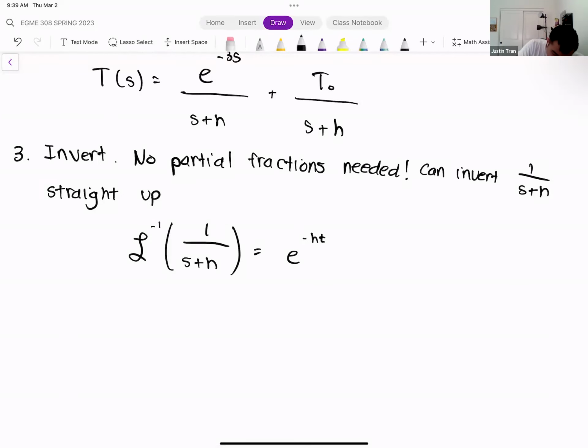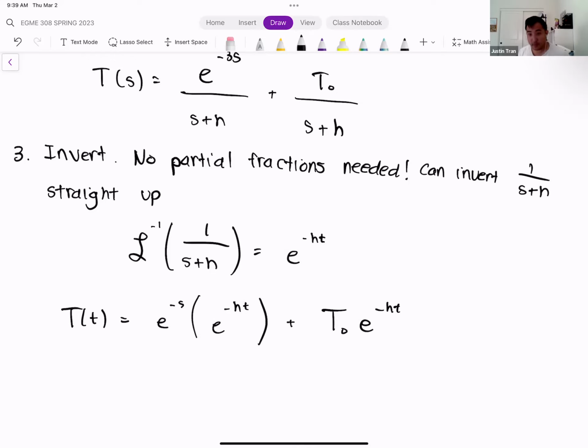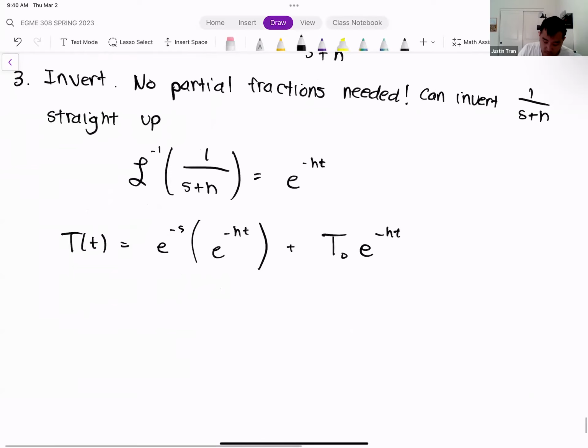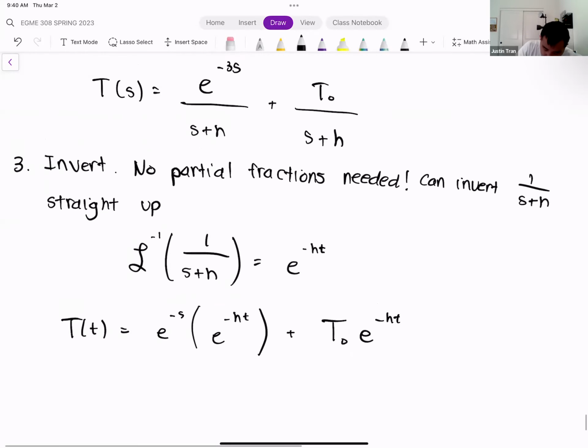So let's go ahead and apply that. We have T of t is equal to, I'm not going to do the t shift yet, we'll do that in a second, e to the minus 3s multiplied by e to the minus ht plus T naught e to the minus ht. Excuse me, this should be e to the minus 3s. Sorry about that. Thanks for catching that.